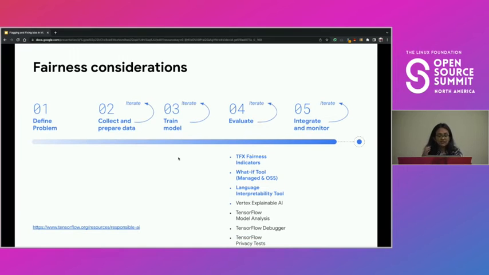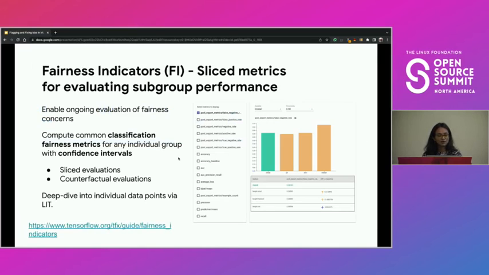So you've trained your model, you have tried your best to prepare the data in a diverse way. Now it's time to evaluate the model. And again, this should be in an iterative loop, like I said. There are several tools to iterate or flag bias in ML models.